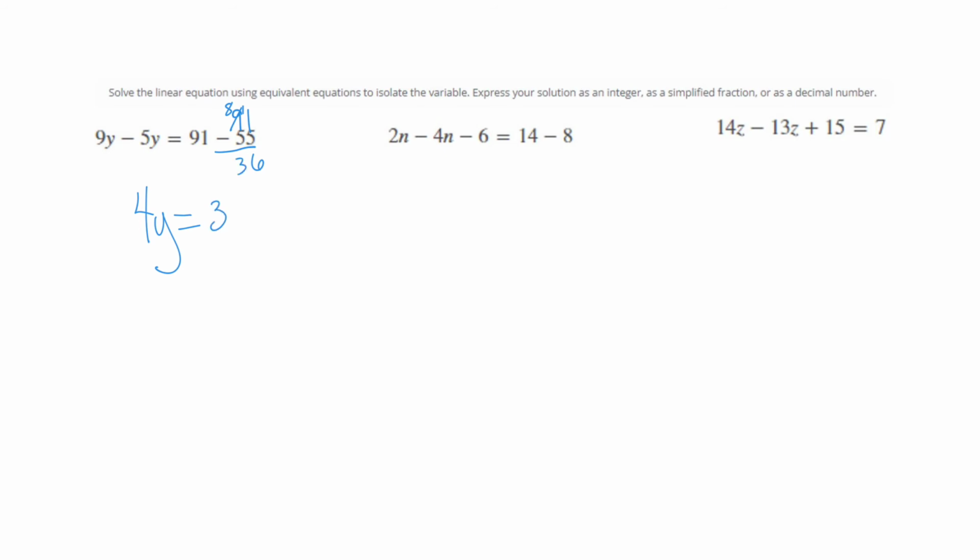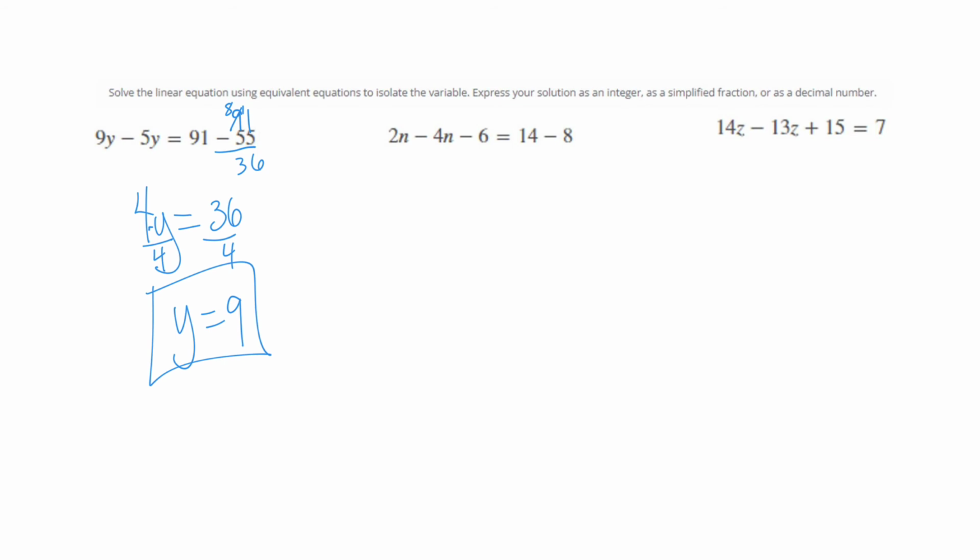4y is going to equal 36. Next step is to divide by the 4. Divide by the 4. So y is equal to 9. All right, so one more time. You're cleaning up each side as best you can, and then you do your two-step equation. Or maybe one step if you get lucky.